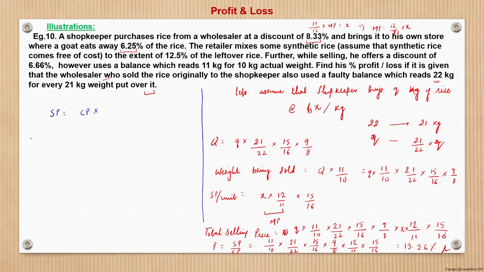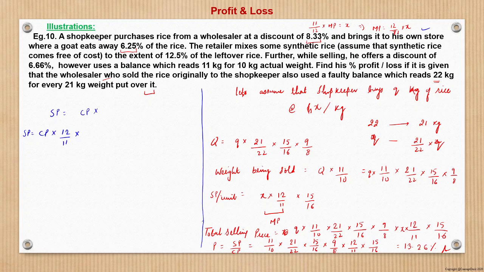Now I solved this using the multiplication factor method. Here also we have used multiplication factors only, but here we have used the same thing in a very elaborate manner. Here we write directly SP will be nothing but CP into the impact of different factors. What is the impact of the purchase of rice from a wholesaler at a discount of 8.33? So it means that the marked price will be 12 by 11 times this, right? Why is it 12 by 11? This we have seen here.